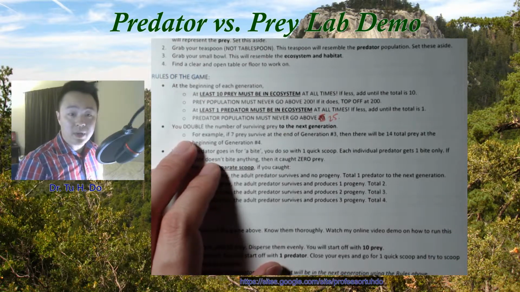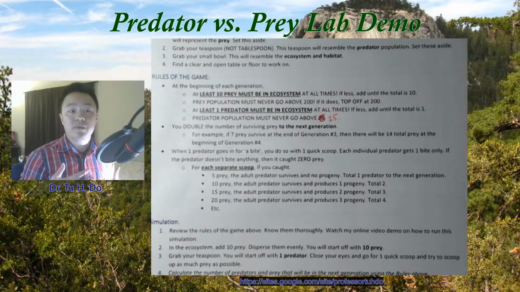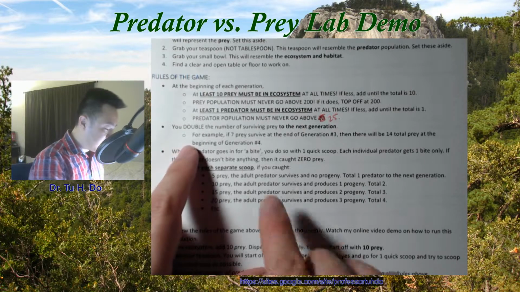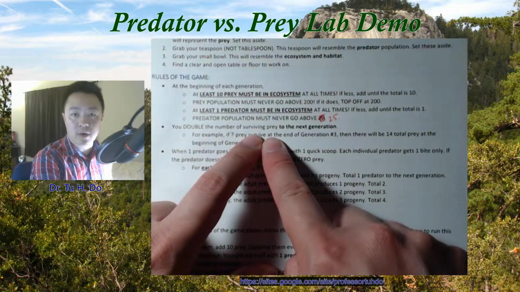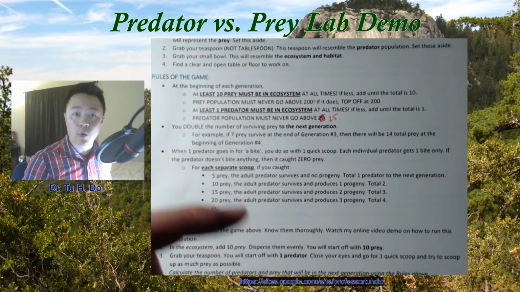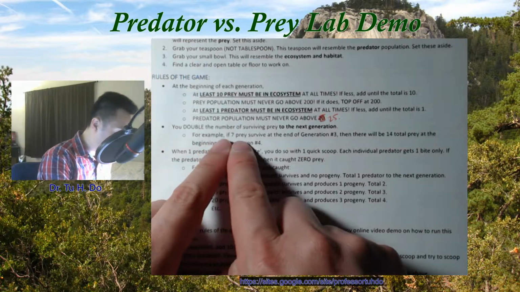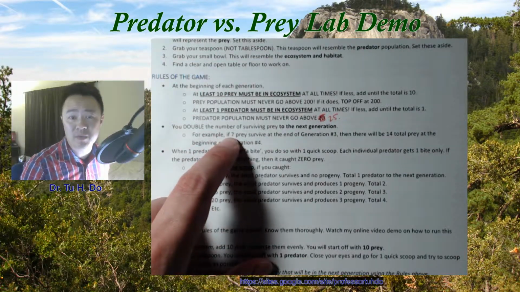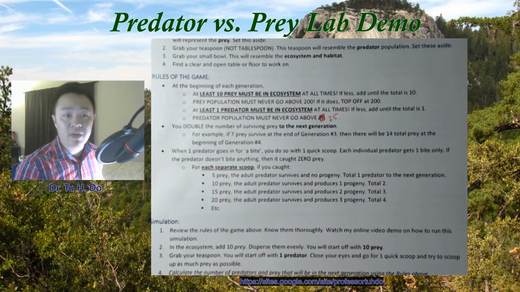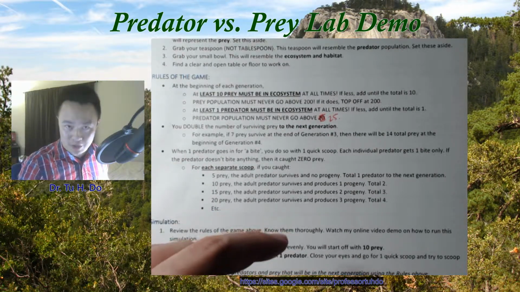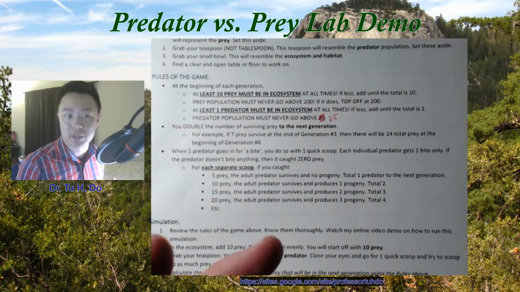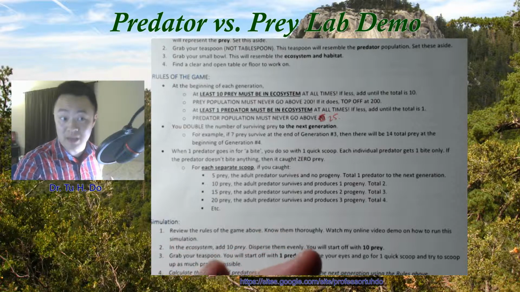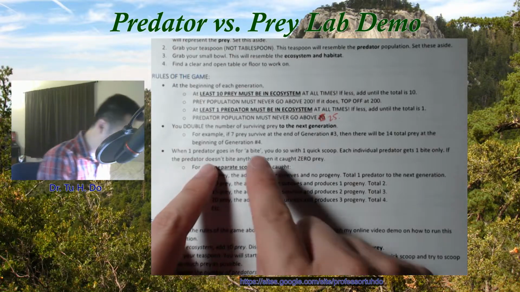Okay, the next rule here is at the end of 1 generation, the surviving prey reproduce, and so the total will double. So for example, if at the end of 1 generation you find that you have 7 prey left in the bowl, then for the next generation that you start, you'll have 14, because 7 plus doubling 7 will give you 14.